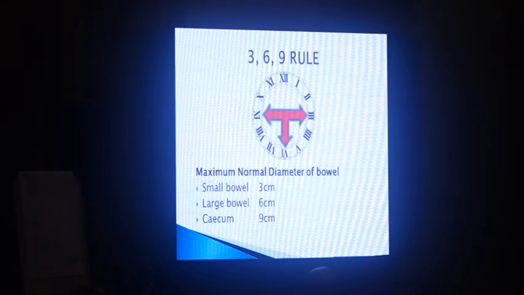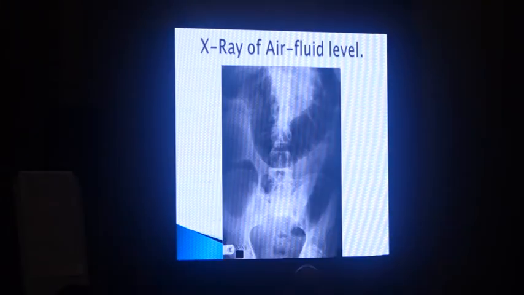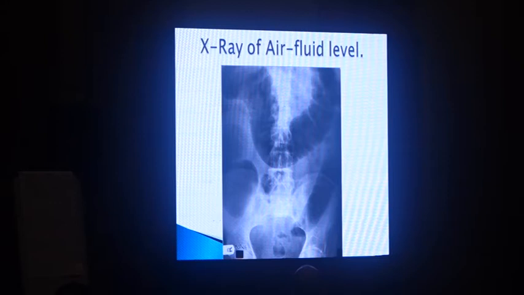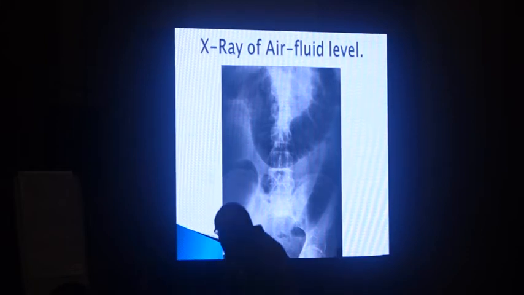Now coming to the obstruction, there is a simple rule of 3, 6 and 9. The maximum diameter for small bowel is 3 centimeters, for large bowel is 6 centimeters, and for the cecum is 9 centimeters. If the diameter of the small bowel is more than 3 centimeters, or the diameter of the large bowel is more than 6 centimeters, or the diameter of the cecum is more than 9 centimeters, it is significant. We should think of obstruction.